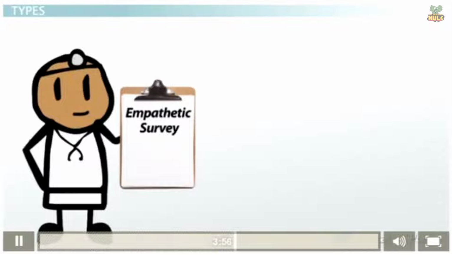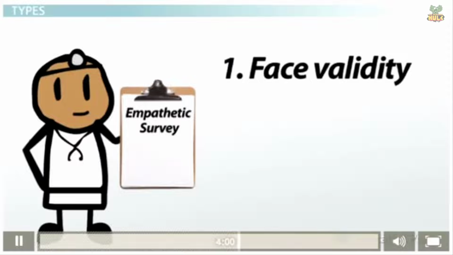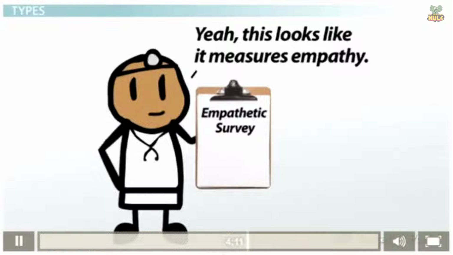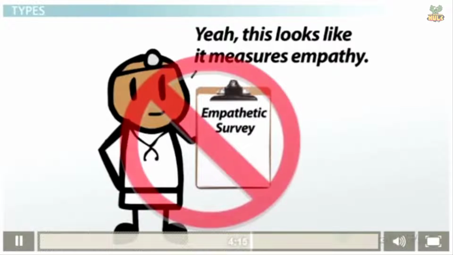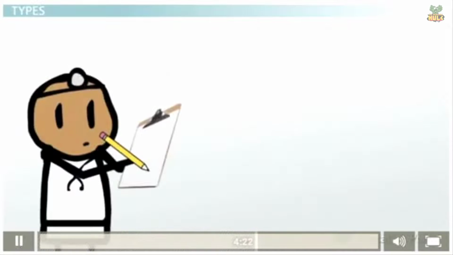There are several major types of validity. Number 1, face validity is when a tool subjectively appears to measure a construct. For example, if we give a survey to people to test how empathetic they are, we might look at the survey and say, "Yeah, this looks like it measures empathy." Face validity is not a good way to know if a measure is actually valid or not. It involves people's opinions, and opinions can be wrong.